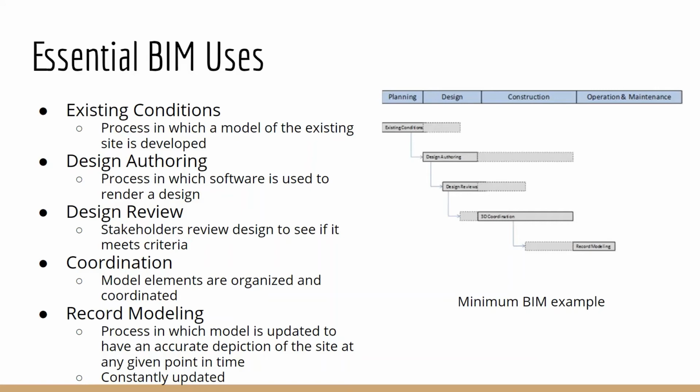And then finally, record modeling, which is a process in which the model is updated to have an accurate depiction of the site at any given point in time, and it's constantly updated. So this will be done throughout the entire project's lifetime. It will be constantly updated until either a new building is made or an entire new BIM is made for a new building.